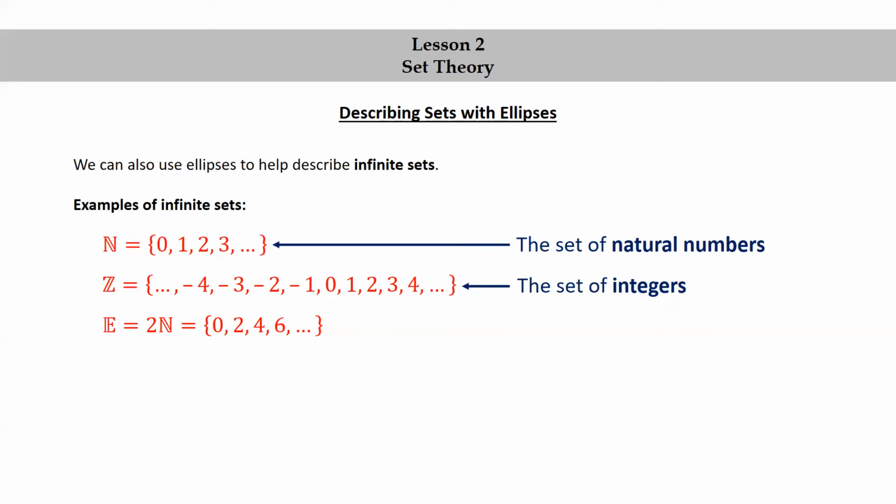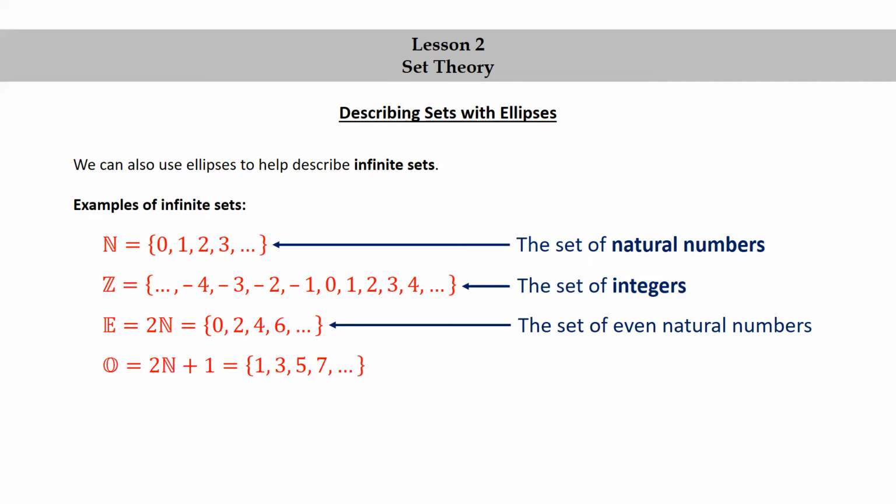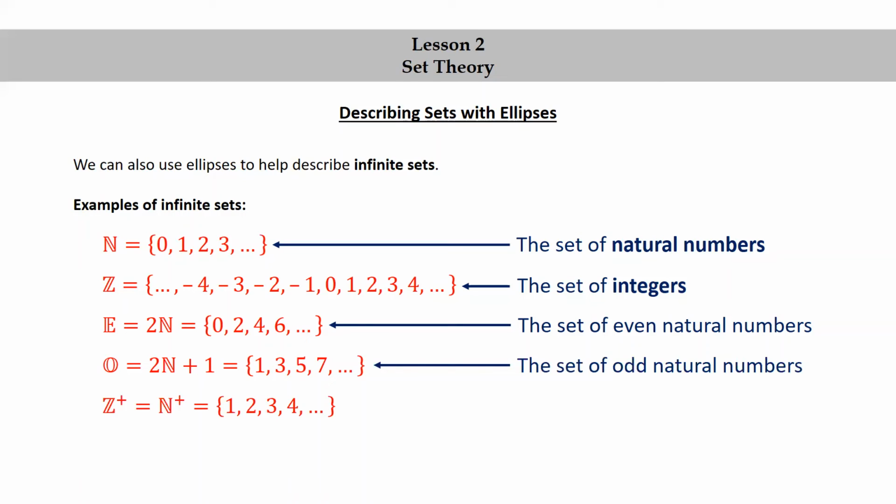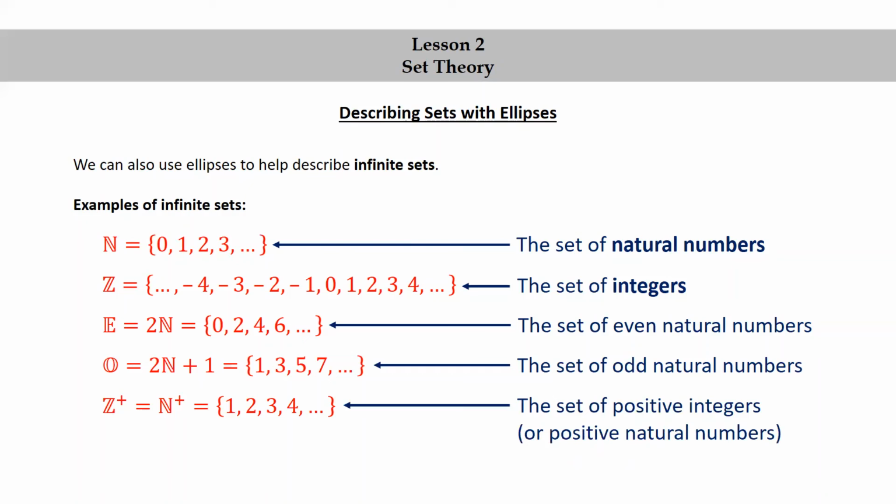E, or 2N, is the set of 0, 2, 4, 6, ... That's the set of even natural numbers. O, or 2N plus 1, is the set of 1, 3, 5, 7, ... It's the set of odd natural numbers. Z plus, or N plus, equals 1, 2, 3, 4, ... is the set of positive integers or positive natural numbers.